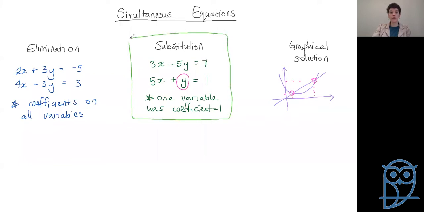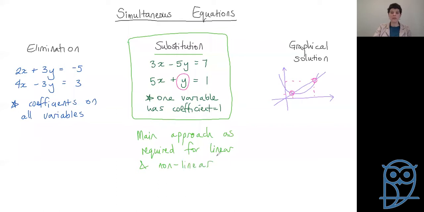The reason for that is that we are often solving a linear and a non-linear equation. And when it comes to linear and a non-linear, we can't do elimination because we can't add or subtract x and x squared, for example. Okay, so we have to use that substitution. So when we're solving simultaneous equations at AS, we are focusing on solving through substitution.